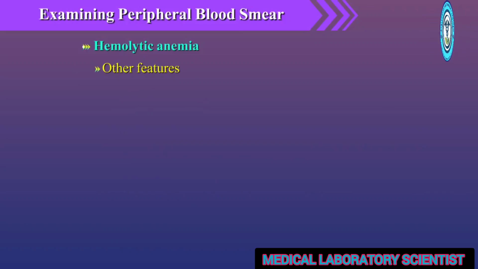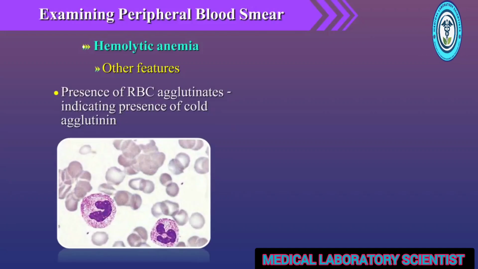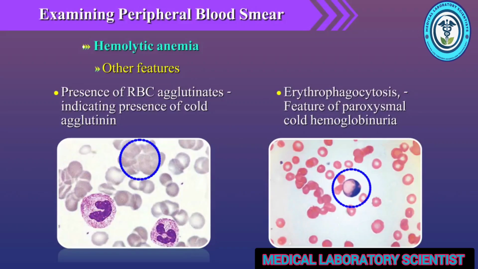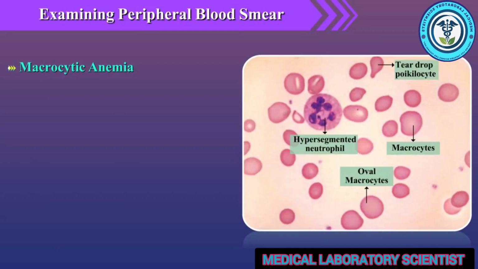Other features may aid in the differential diagnosis of hemolytic anemia. For example, the presence of RBC agglutinates, usually indicating presence of cold agglutinin, and erythrophagocytosis, which is often a feature of paroxysmal cold hemoglobinuria. Coming to macrocytic anemias.